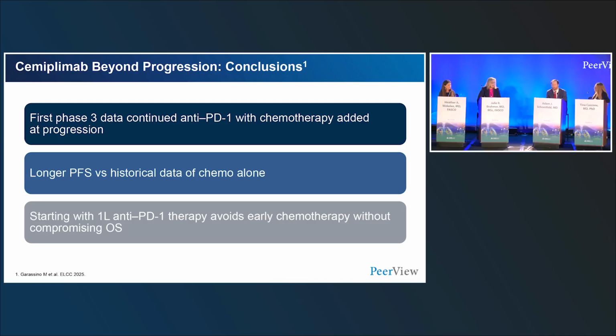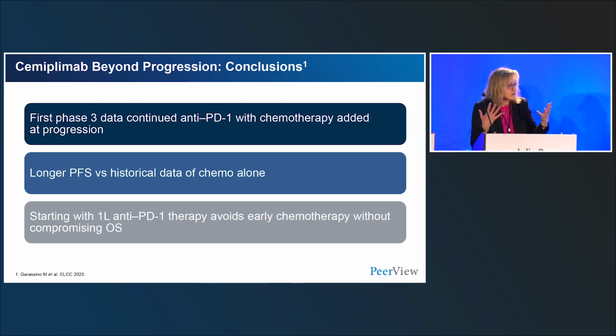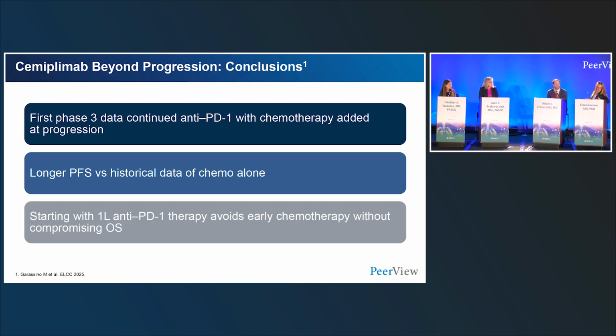But Julie, how do you feel? No, I agree. Yes, it does seem like the non-squamous population in general does better overall, but we've seen that even when you look at chemotherapy. And there is another question that perhaps Adam is about to approach, but I think this is a very relevant question. Would we continue immunotherapy regardless of the duration of the initial response?